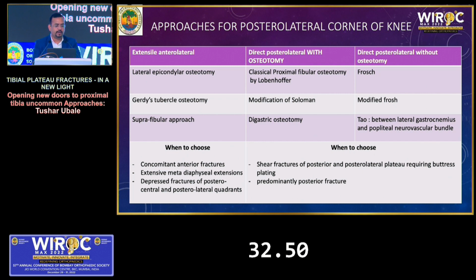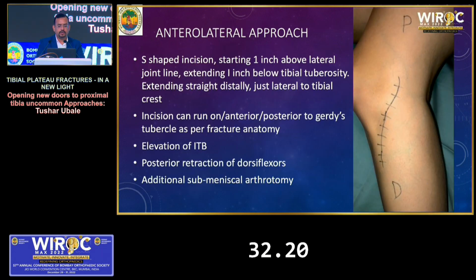We choose any of these when there is a concomitant anterior fracture along with the posterior or posterolateral fracture, extensive metadiaphyseal extension, and depressed fracture of the posterior central and posterolateral quadrants. Then direct posterolateral with osteotomy. These are the classical proximal fibular osteotomy, then the modification by Solomon, then direct posterolateral that everybody knows, Frosch and modified Frosch, and Tao approach. So this is the most commonly used approach, the anterolateral approach.